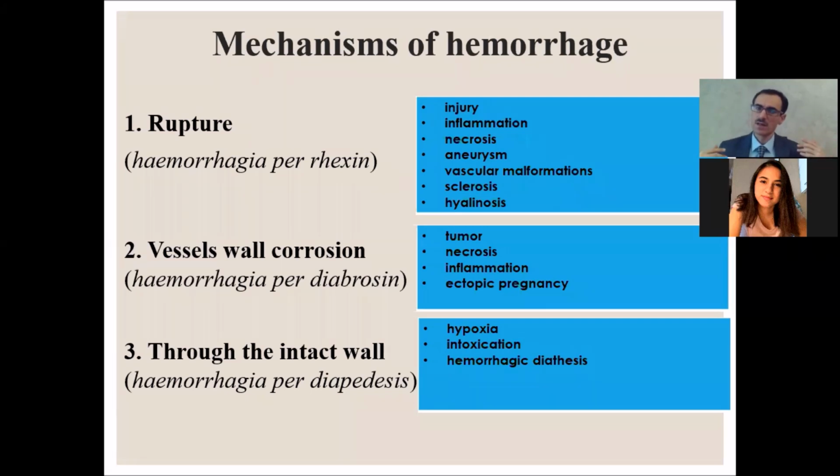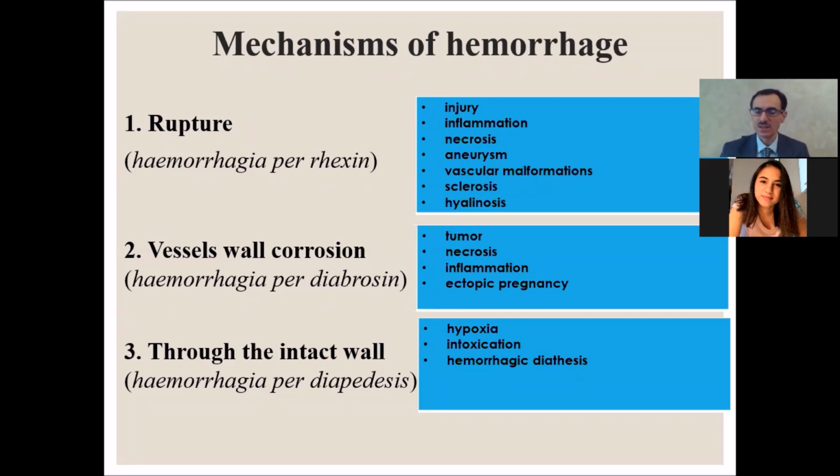The second one we call hemorrhagia per diabrosin, from the abrasion or corrosion of the vascular wall. It may be caused by tumor, necrosis, inflammation, or ectopic pregnancy. One example, as we said, is the bleeding during a gastric ulcer. It results from hemorrhagia per diabrosin, or from tumors. They erode the wall of the blood vessels.